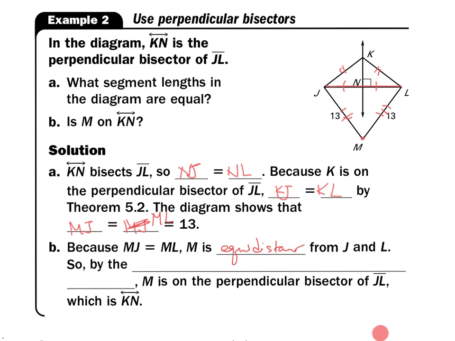So by the converse of perpendicular bisector theorem, M is on the perpendicular bisector of JL, which is KN. So the answer here is converse of perpendicular bisector theorem. Okay.